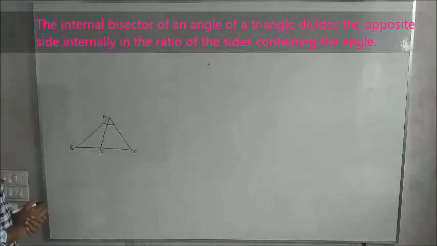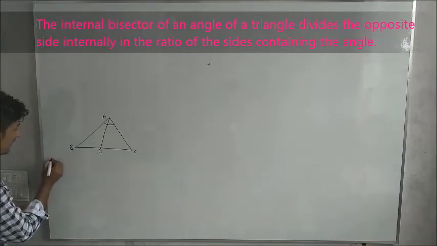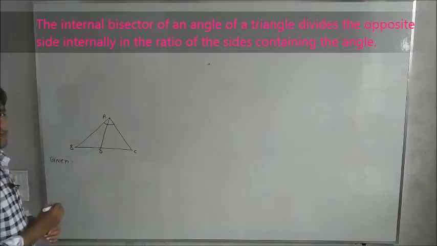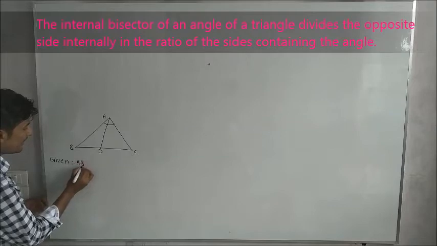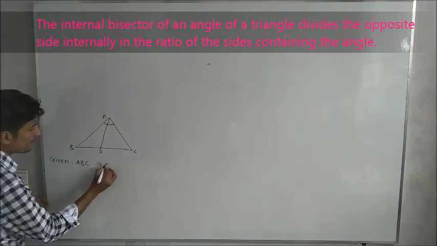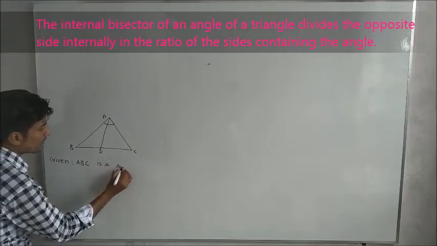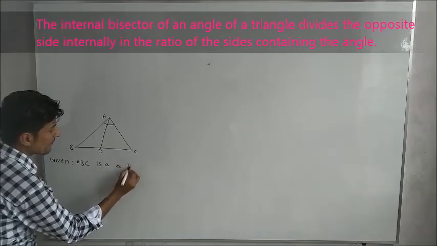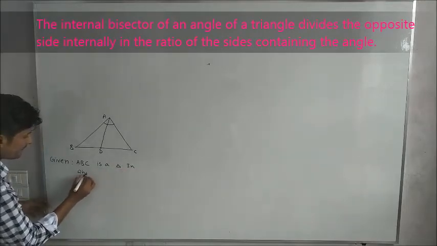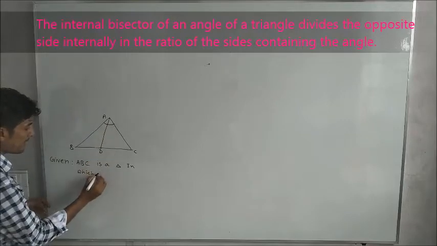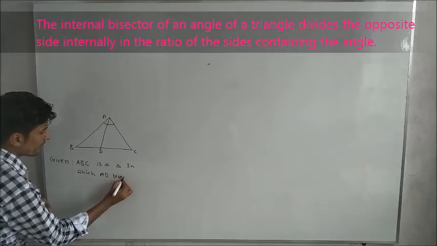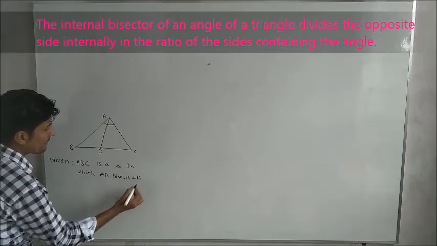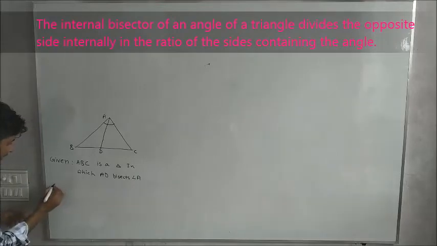Then according to this figure, first of all we have to write down the given. In given we write whatever is given in the figure. In the figure it is given that ABC is a triangle in which AD bisects angle A.